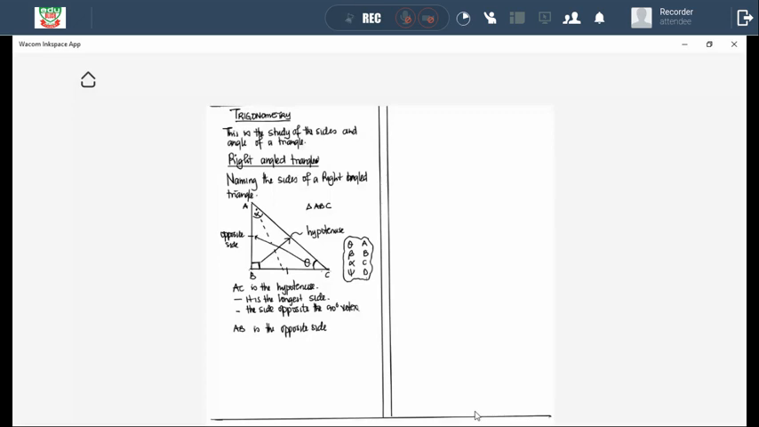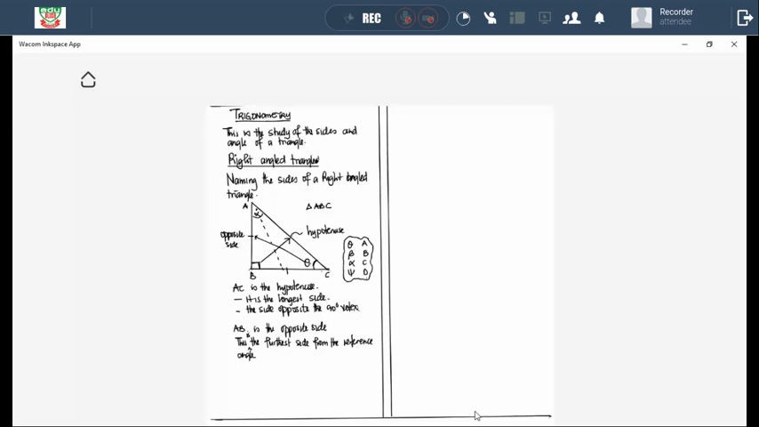Okay, so anyway, opposite, we said you identify it by saying this is the furthest side from the reference angle. Okay, so that side which is furthest from the reference angle, we call it the opposite side. So without the reference angle, you can't get the opposite side. Once you identify the reference angle, then you can say which side is furthest from it.